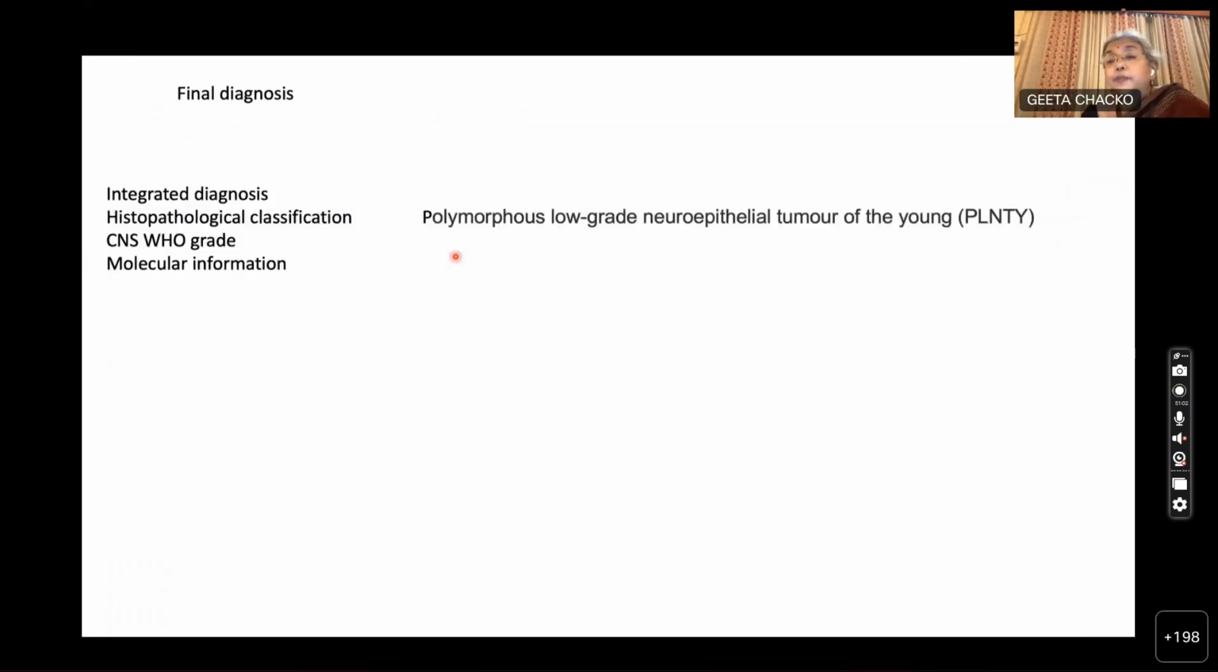So now, going into looking at it as an integrated diagnosis, at a histological level, we can say it's a polymorphous low-grade neuroepithelial tumor. What grade did I say it would fall into? Anvesha? Grade 2, ma'am. It's a grade 1 tumor. Okay? But here, the molecular information we did not do in this.